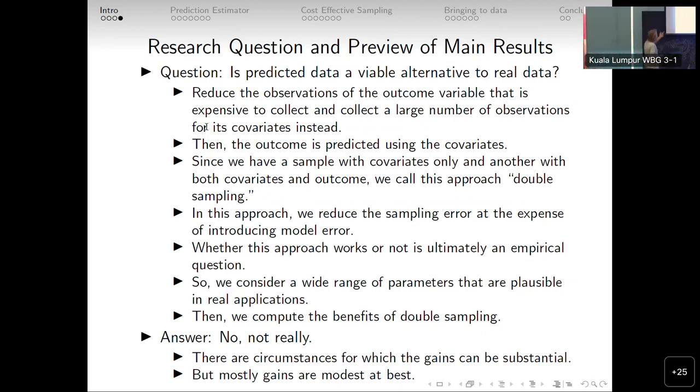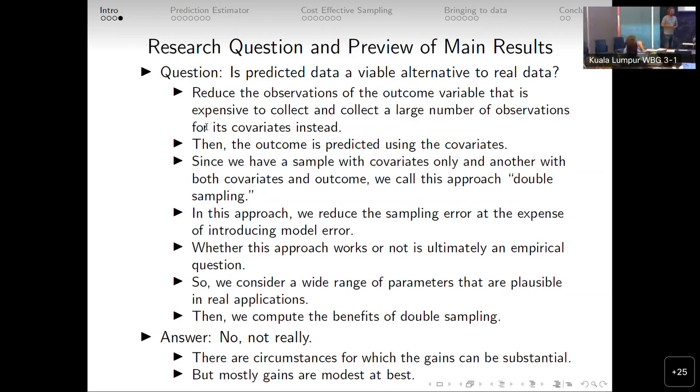So whether this approach works or not is an empirical question that we're going to investigate here. We're going to consider a wide range of underlying parameters that might shape both the data as well as the cost of collecting survey data, and see how much scope there is for saving costs this way under this variety of different conditions.